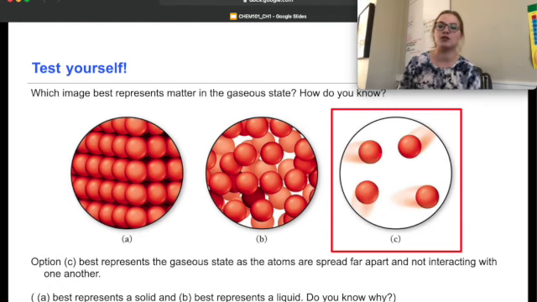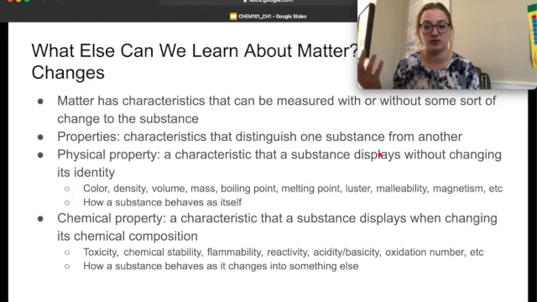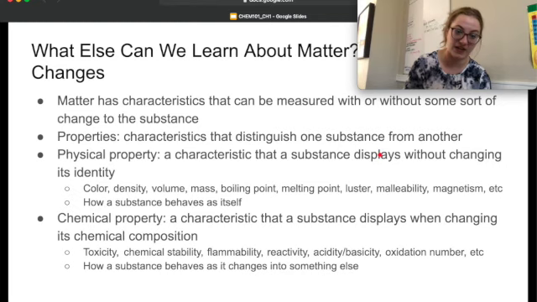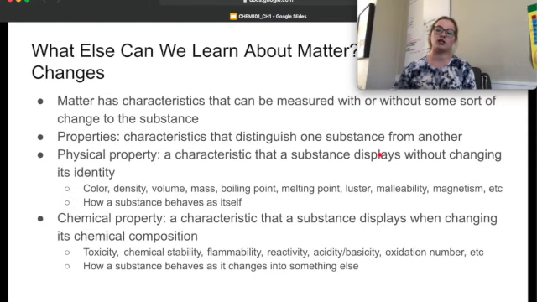So just a little bit of an opportunity for you to get to quiz yourself and get to know kind of how I'll ask some questions on homework assignments. So what else can we learn about matter, right? So we talked a little bit about phase changes. We talked a little bit about how to classify matter according to state, classify matter according to composition. What else are we interested in? So we're going to talk a little bit about the properties of matter and changes in matter.